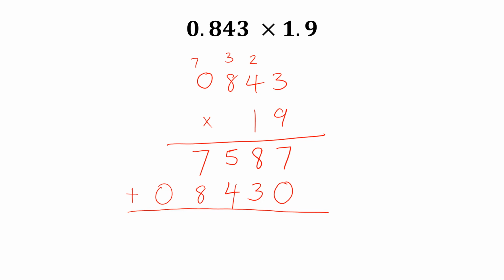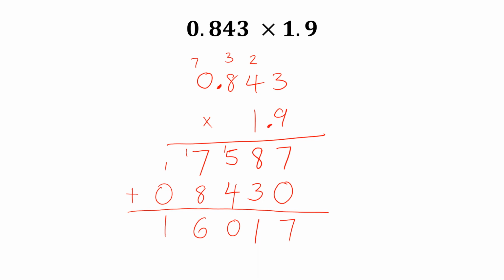So that's 7 and 8 plus 3, that's 11. Put down the 1, carry the 1. That's 1 plus 5, that's 6 plus 4, 10. We put the 0, carry the 1. Then we have 8 plus 7 plus 1, that's 16. So we put down the 6 and carry the 1. And then afterwards we add 1 and 0, which is 1. After we're through multiplying, then we'll go back to the problem and insert the decimal points.